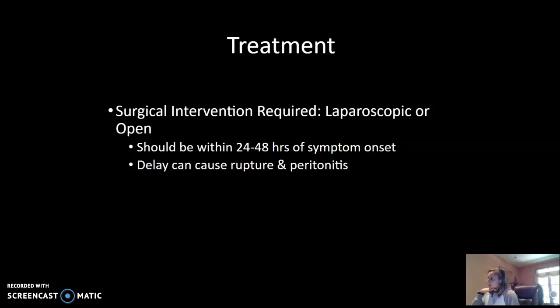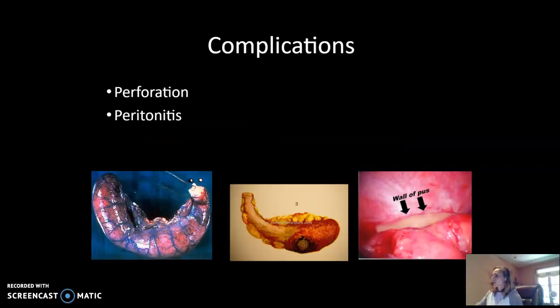Usually this is done laparoscopically through a few small incisions, and it's a fairly standard surgery. It's done all the time, so the outcomes are very good, whereas 100 years ago this was a common cause of death. If the appendix has ruptured, we may need to do an open surgery where we open the abdomen up to remove it, but that's uncommon. So like I said, the complications for this would be perforation and peritonitis.